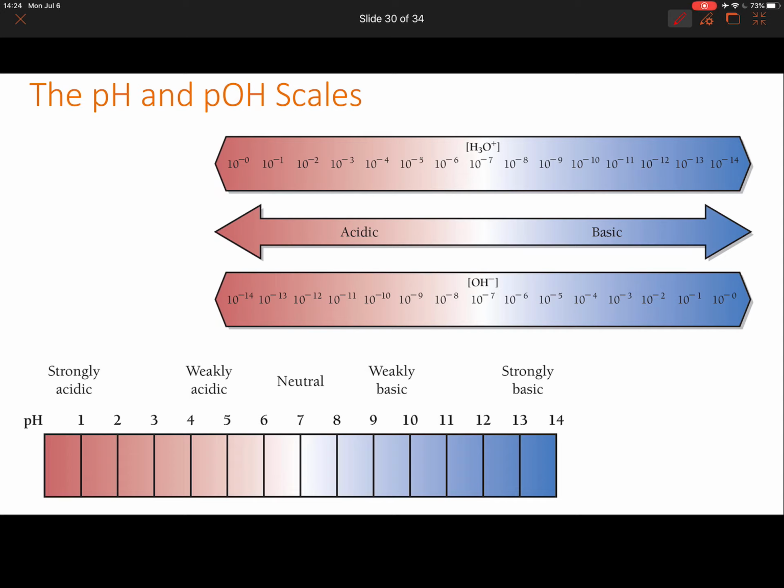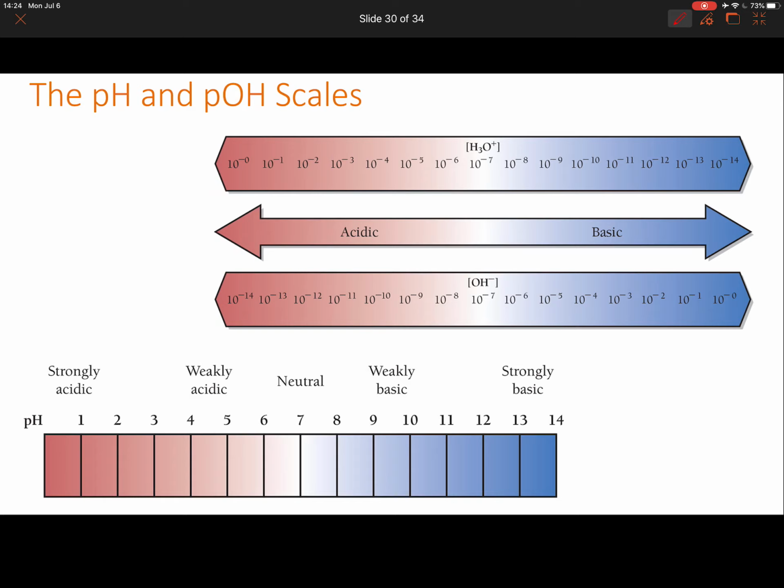Okay, we can have lots of hydronium, we can have lots of hydroxide. In water, that's not the case. In water, they form at the same time, but water is always neutral. Acidic solutions and basic solutions are not neutral by definition, so there is going to be more of one or the other. And so the pH scale and the pOH scale are just ways of expressing acidity and basicity.